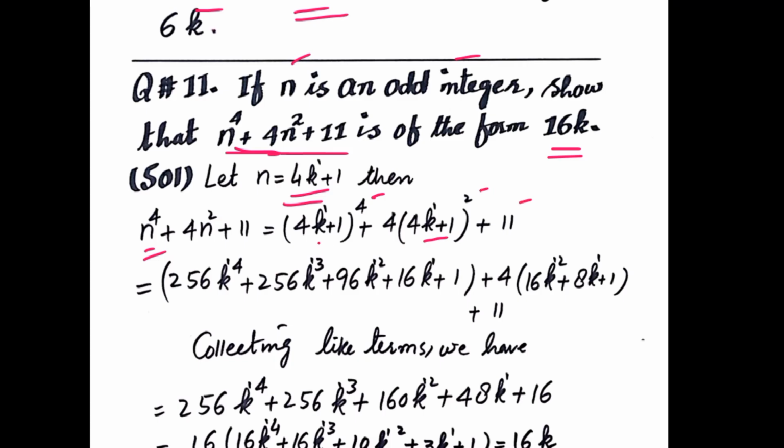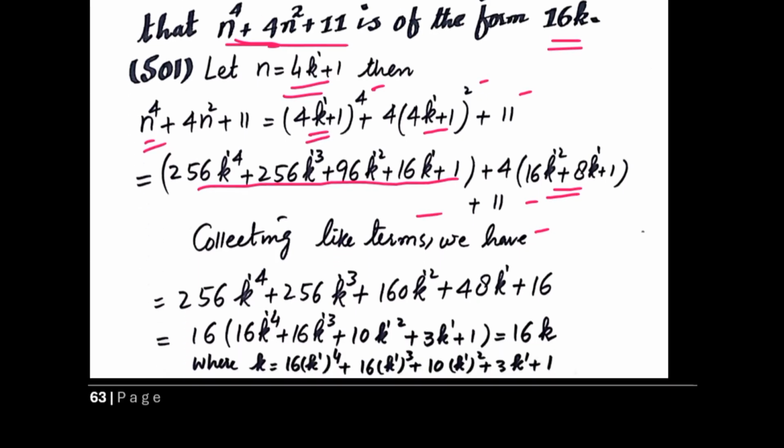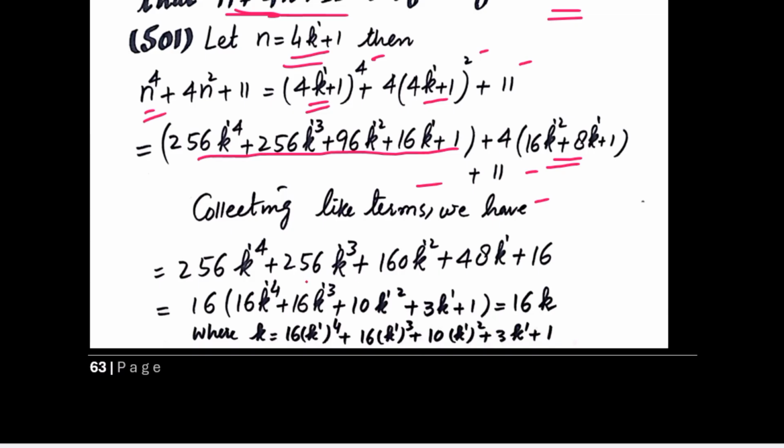By expanding power 4 using the binomial theorem, I have these 5 terms. By taking the square, I have these 3 terms, plus 11. Collecting the like terms and taking 16 as common, we can write it as 16 times this, where k dash is an integer, so the sum of two or more integers is always an integer. So say this is equal to k, which is required.